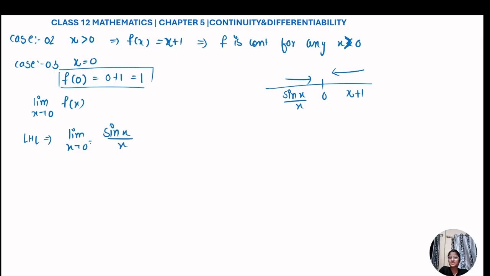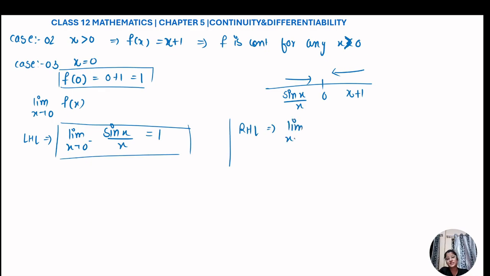And we know that when x tends to 0, sin x upon x is a very standard limit, that is limit x tends to 0 of sin x by x. We know that this is nothing but 1. So this limit is 1, the left hand limit is 1. Now let's move to the right hand limit. It will be defined as limit of x tends to 0 positive of x plus 1, which will be nothing but 1 as x tends to 0.